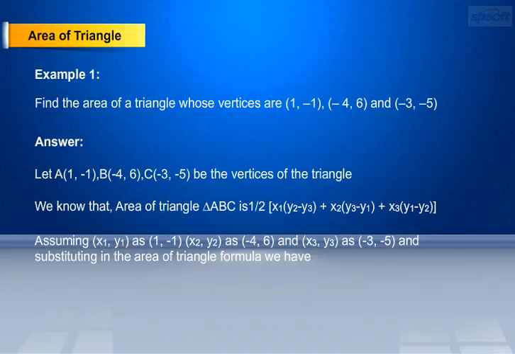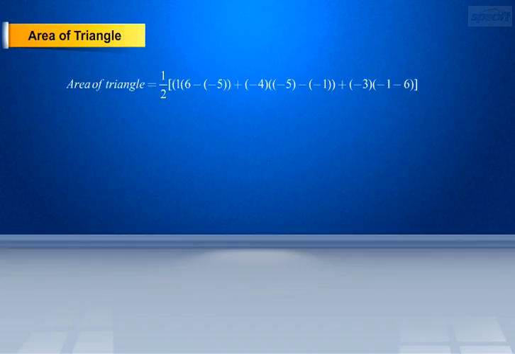the area of triangle formula, we have area of a triangle equals 1 divided by 2 into [1 into (6 minus -5) plus -4 into (-5 minus -1) plus -3 into (-1 minus 6)]. This implies that 1 divided by 2 into [1 into 11 plus -4 into -4 plus -3 into -7]. This implies that 1 divided by 2 into (11 plus 16 plus 21).